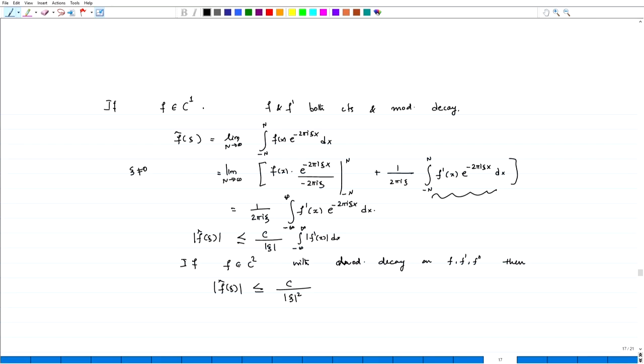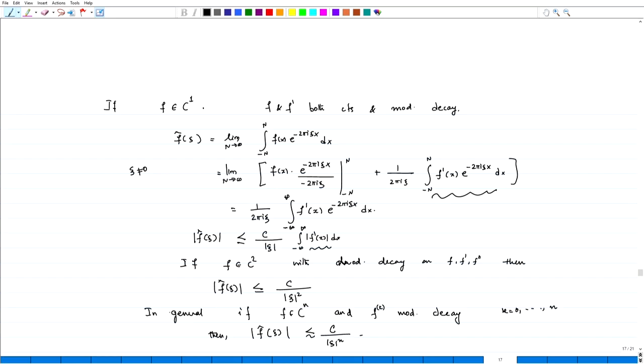So by giving differentiability on f, we are capturing some decay on f hat. This constant will be the integral of the modulus of f double prime of x, times 1 over 4 pi square. Okay. So in general, if f is in C n, n times differentiable, and all the f k have moderate decay, for k equal to 0 to n, then mod of f hat of xi is less than or equal to some constant times mod xi to the power n for large xi. Okay, so that's what we have seen.